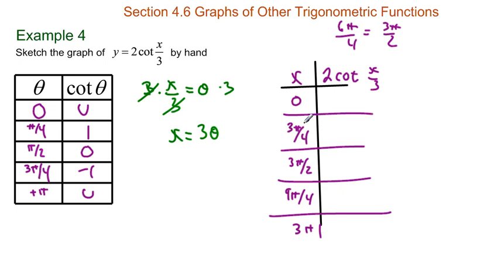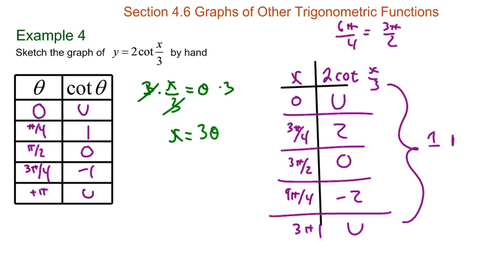pi over 4 for this one. The way that we find our y values is we take 2 and multiply these right here by 2. So the undefined is still undefined. Multiply by 2: 0, -2, and undefined. Again, I multiplied all of these by 2. Right now we have 1 period, and the distance of 1 period is 3 pi. From 0 to 3 pi, the distance is just 3 pi.